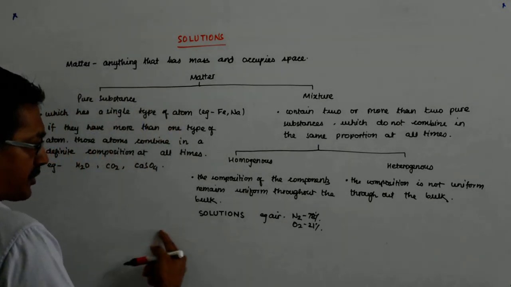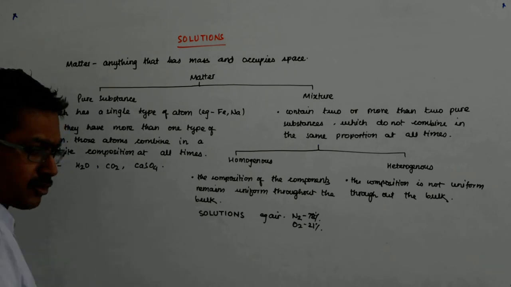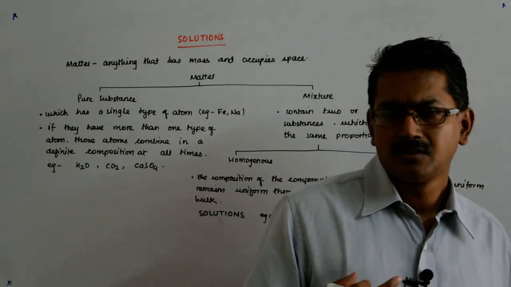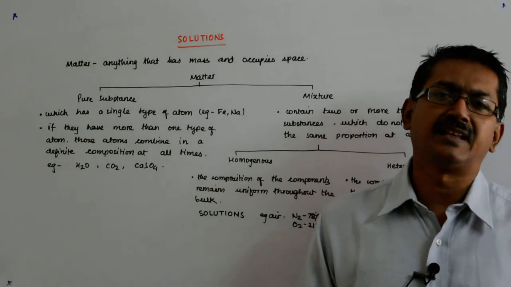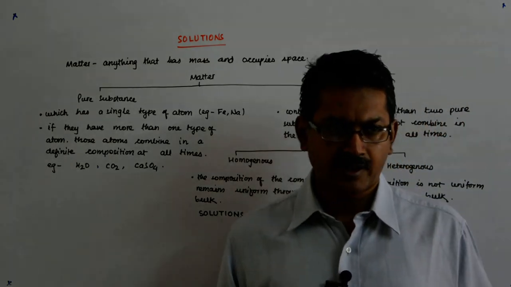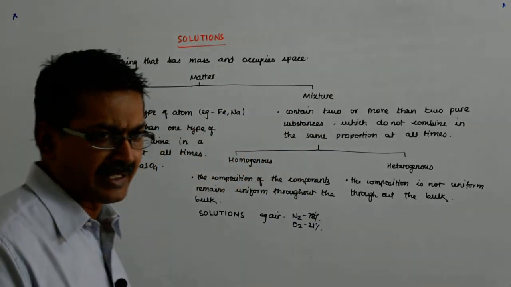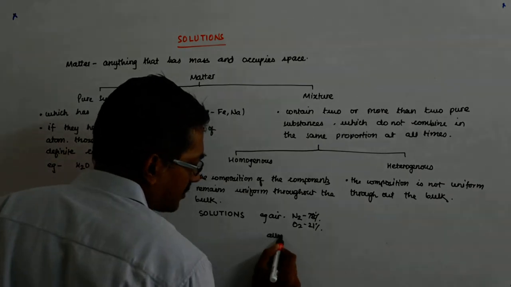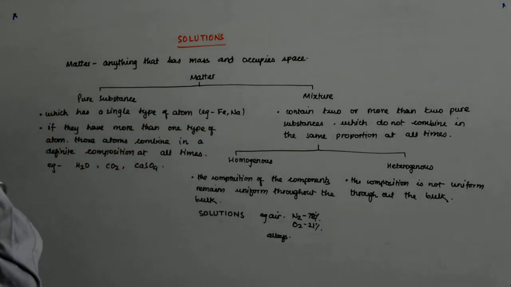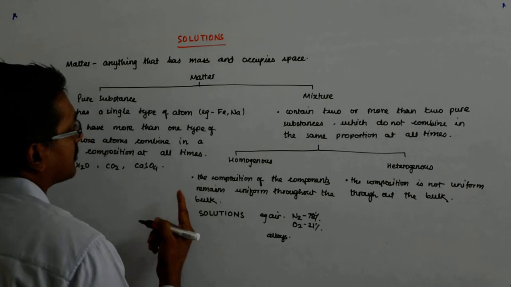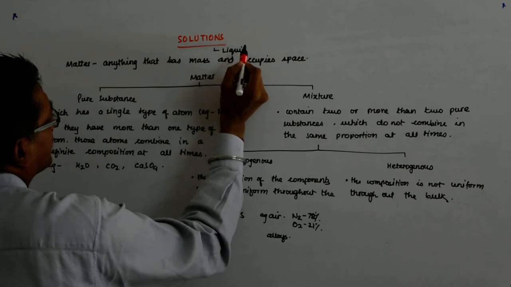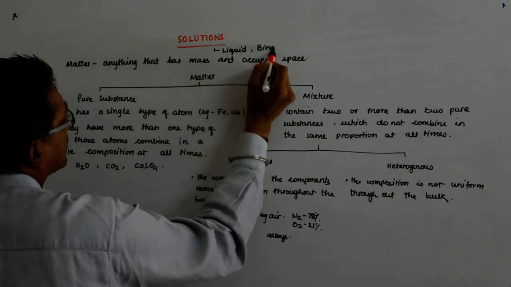We can also have a solution in solid, like alloys. How do you prepare the alloys? We mix things when they are in a liquid state, then you uniformly mix it and let it solidify. So example, alloys. Here in this chapter, when we say solutions, we will actually be dealing with liquid solutions, and on top of that, the solutions which are binary.